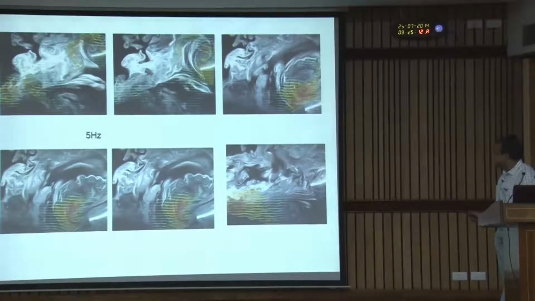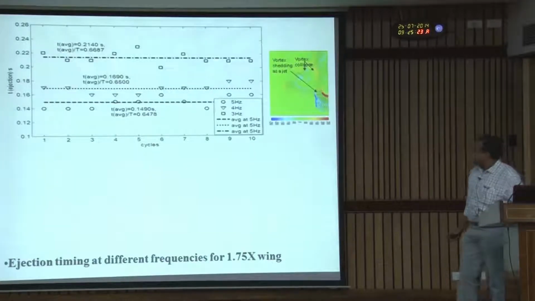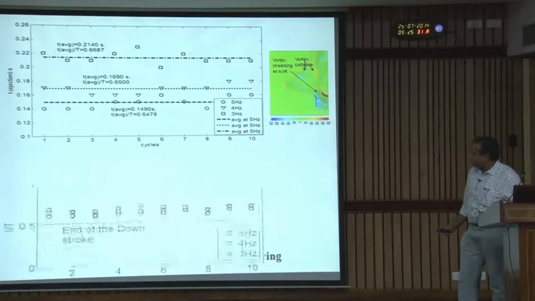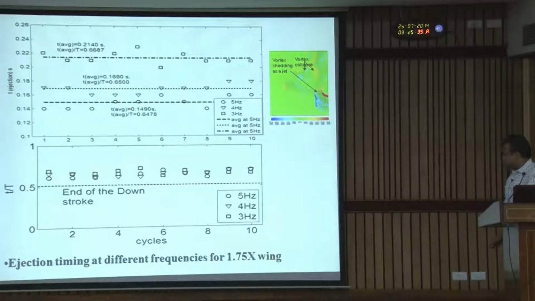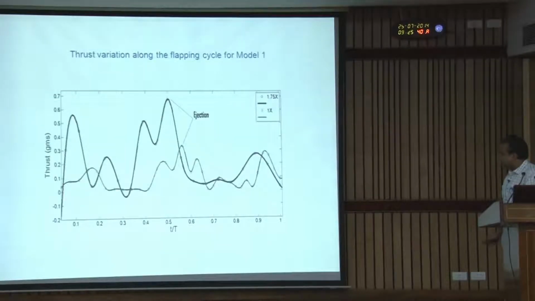So, this is a different aerofoil model with a flexibility, and again you can see that during the stroke reversal there is a strong ejection here. So, these two vortices eject like that. These ejections usually happen at the same time when you are non-dimensionalizing with respect to the total period of this cycle, even at different frequencies. During ejection, you see very high thrust generation in this case.